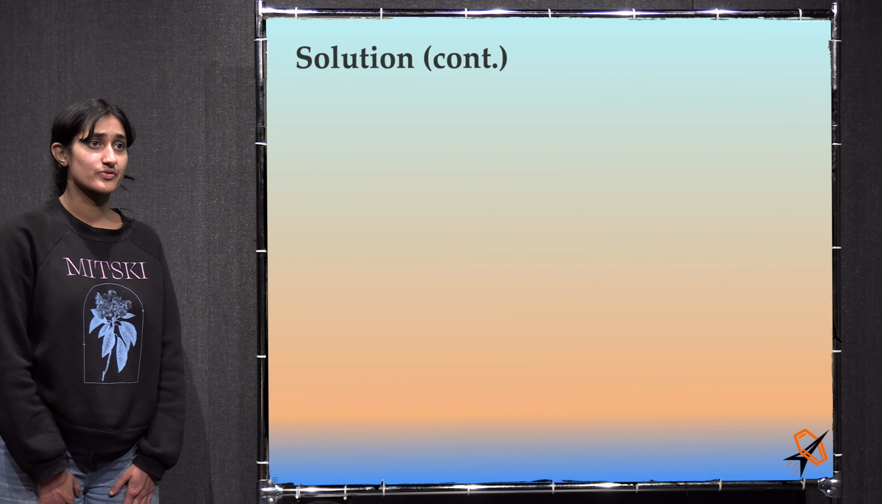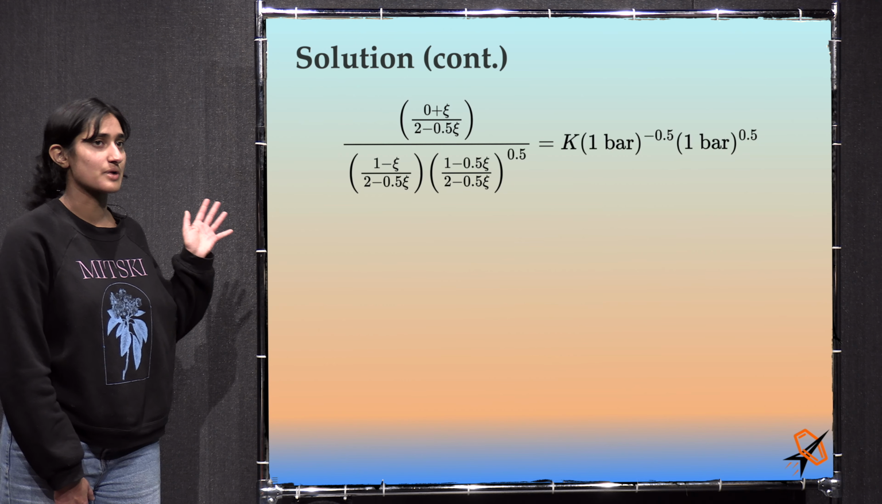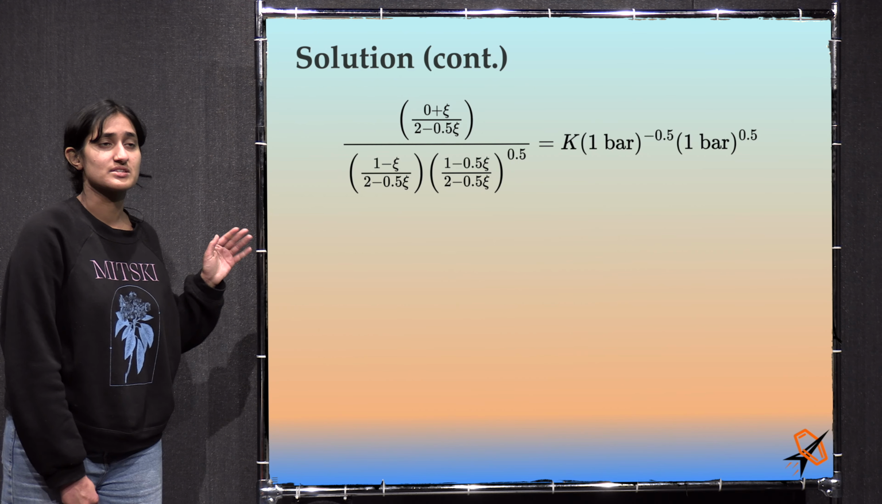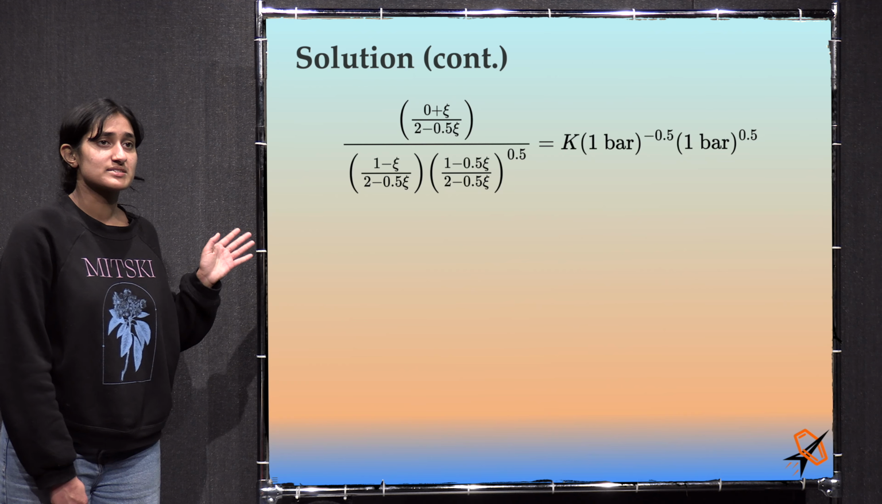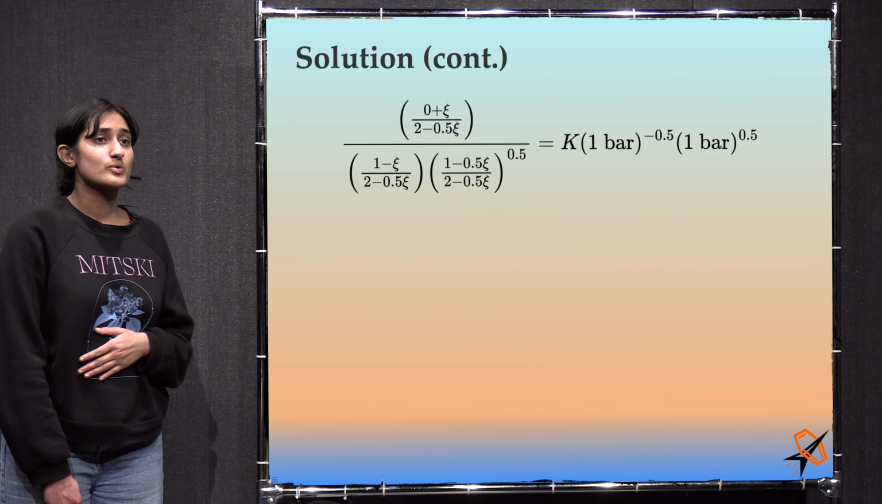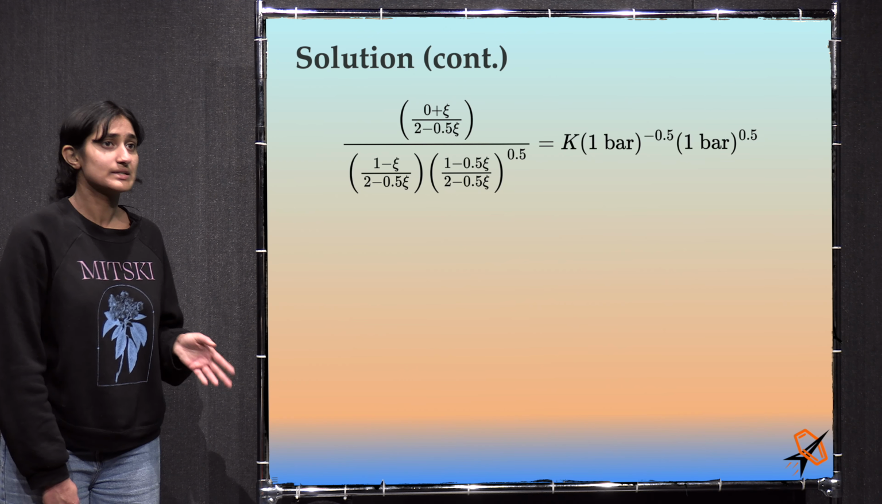Substituting in the expressions for the mole fractions, we get this rather complicated expression with the YCO2 on the top and YO2 on the bottom, with YCO raised to the 0.5 power on the bottom. And that's equal to K times the pressure, 1 bar, raised to the 0.5 power. The choice of 1 bar does make this problem slightly easier.